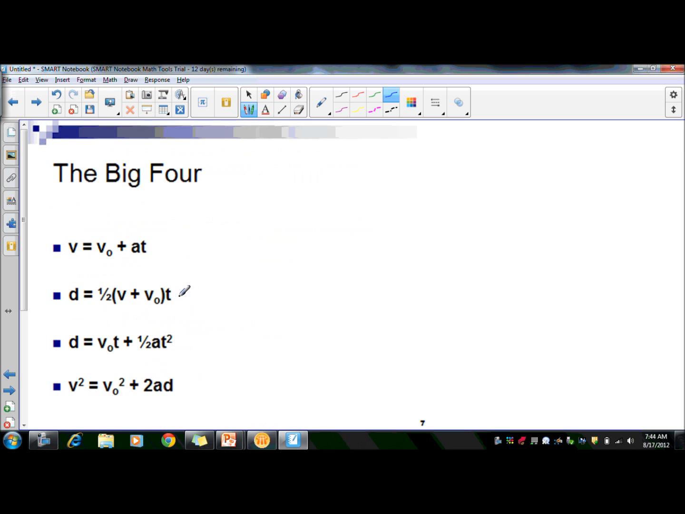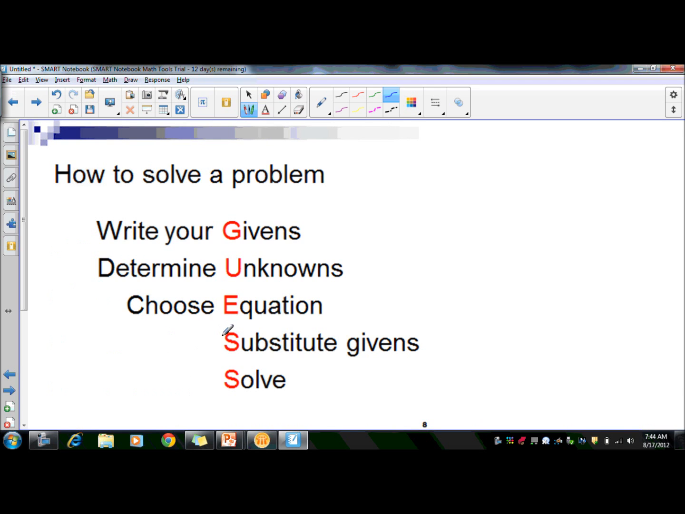So here are the Big Four. Get to know these. You do not need to memorize them. You will always be given an equation sheet for tests. But you need to know how to use all 4 of these. You need to know what situations to use these for. Now let's talk about how we're going to solve these equations before we actually start using these. We solve them using something we call the guess method. And so the guess method is where you go in order. You write your givens. This is what you are given in the problem. You determine your unknowns. This is what you're looking for.